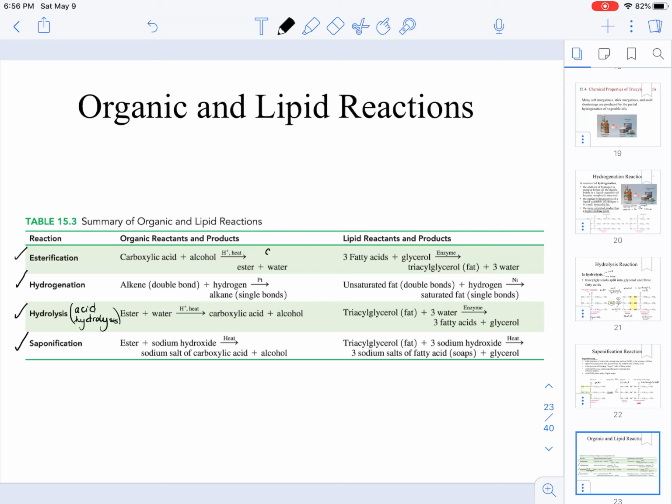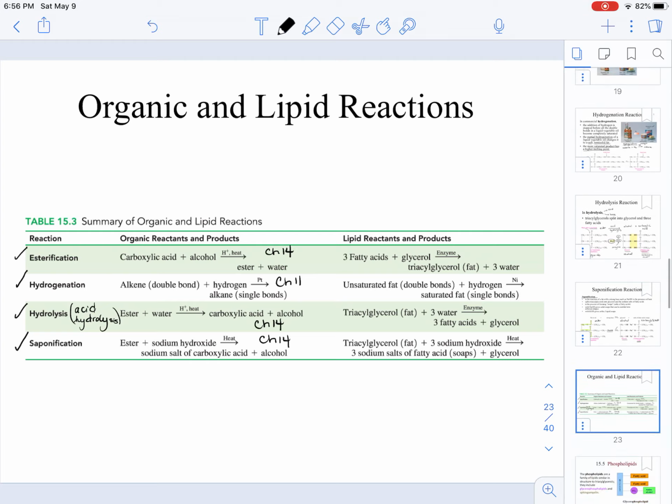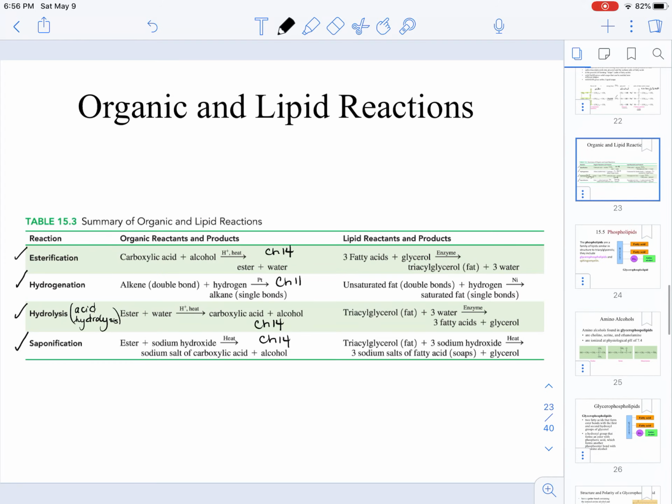So, as you can see, we learned these organic reactions previously. Esterification came from chapter 14. Hydrogenation came from chapter 11. Hydrolysis came from chapter 14. And saponification came from chapter 14. And in the last column of this table, we can see specifically how this is related to the lipid reactions that I just discussed in detail.